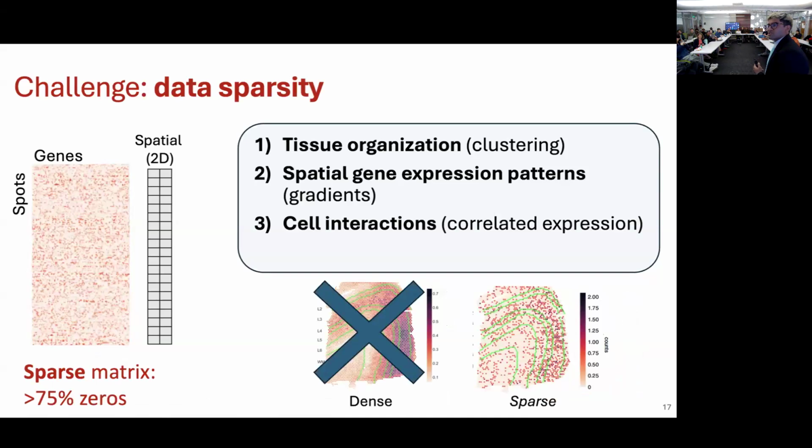Unfortunately, what makes all of these tasks really hard is that the data in general is really sparse. And so this matrix that I've shown you of spots by genes tends to have 70% or more zeros. And so in practice, what this means is that most genes look like this picture on the right, where it's a bit hard to see, but at these different spots, most of them are zero. There's a few ones and twos, but in general, the dynamic range of your measurements is very low.